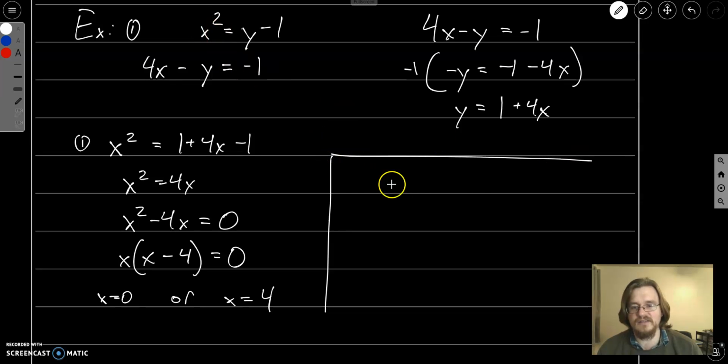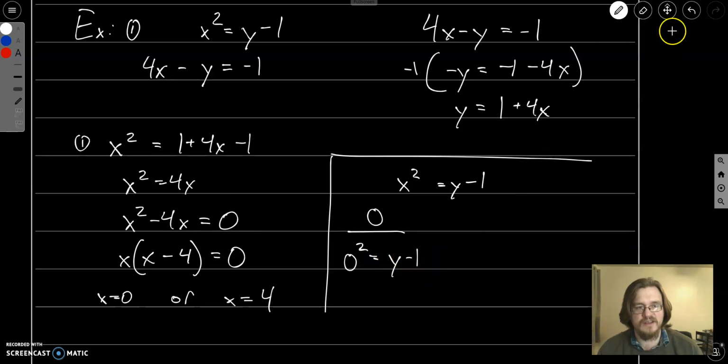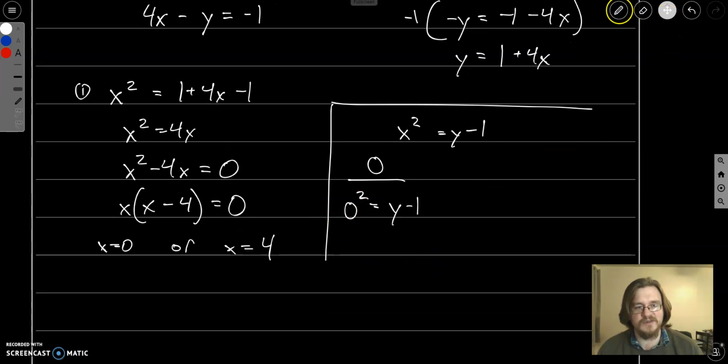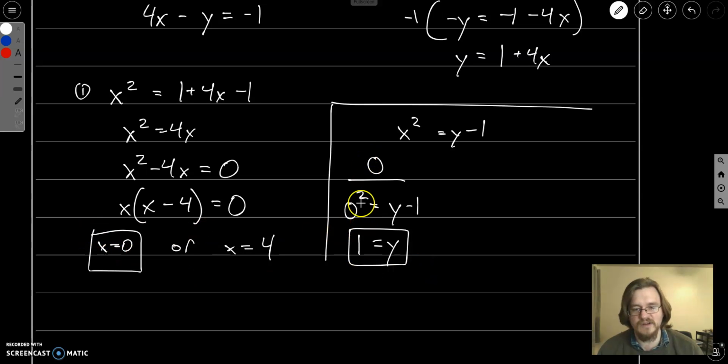So again, using this top equation, we've got x squared is equal to y minus 1. So let's plug in 0 first. If I plug 0 into x, I get 0 squared is equal to y minus 1. Well, 0 squared is just 0. And if I add 1 to both sides, I get 1 is equal to y. Perfect. So when x is 0, y has to be 1.